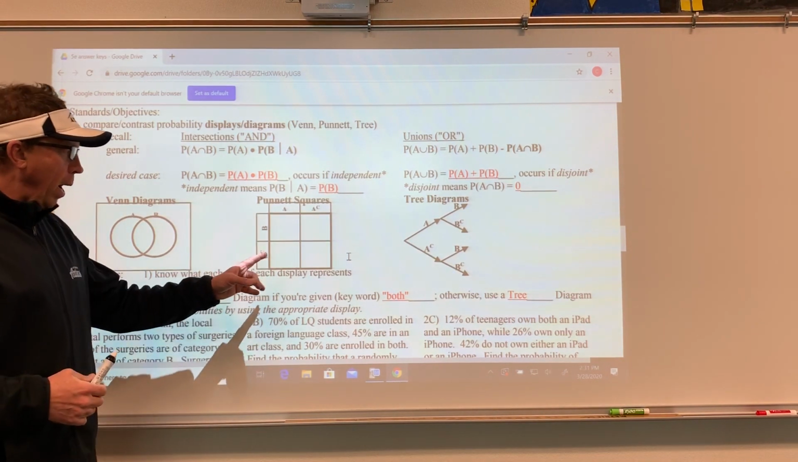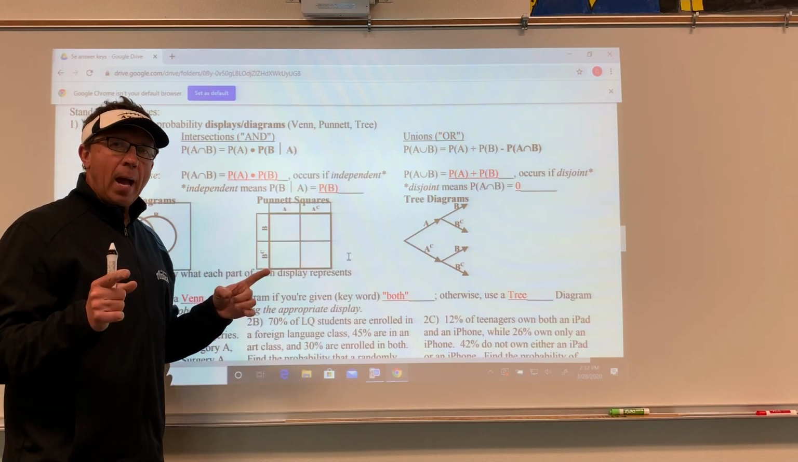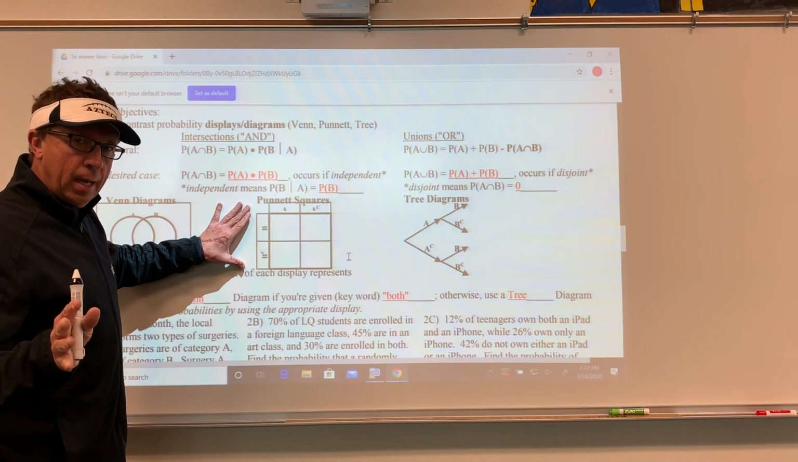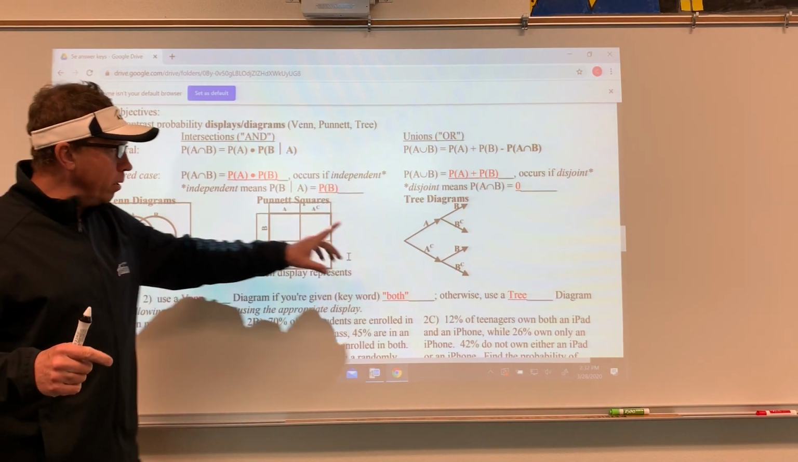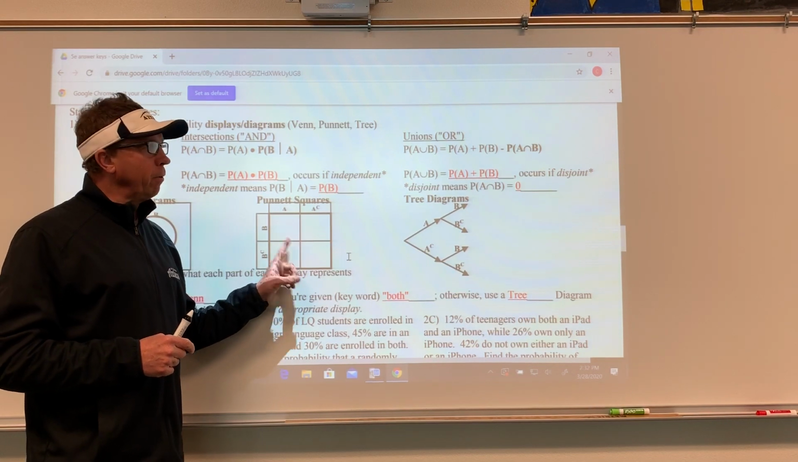The Punnett square is something that a lot of students are familiar with from their past. We will not be using the Punnett square. There's something wrong with it, but we're not going to use it. We're going to use the tree diagram as a substitute for the Punnett square, which you may have learned earlier.